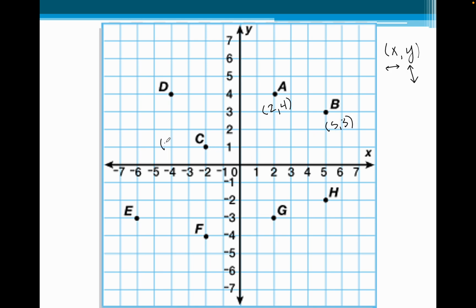C is at point -2, +1. D is -4, +4. And E is -6, -3. F is -2, -4. G is +2, -3. And H is +5, -2.